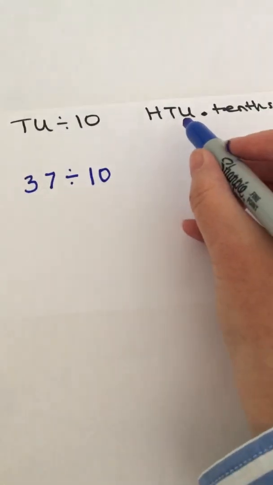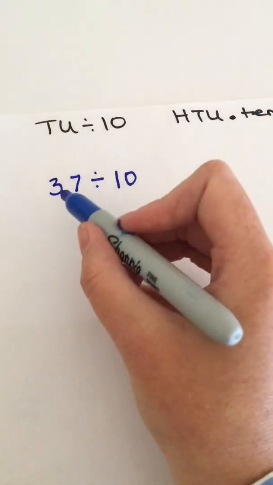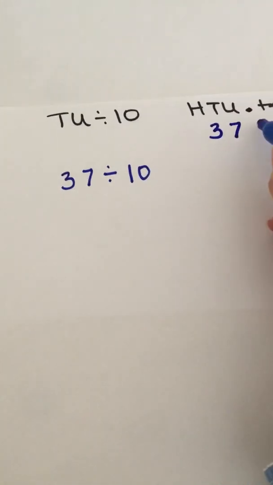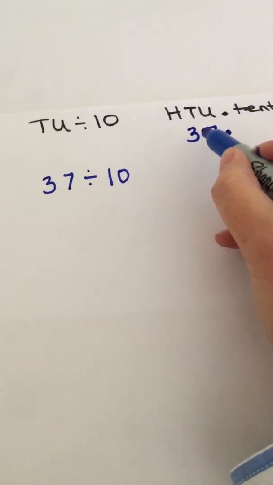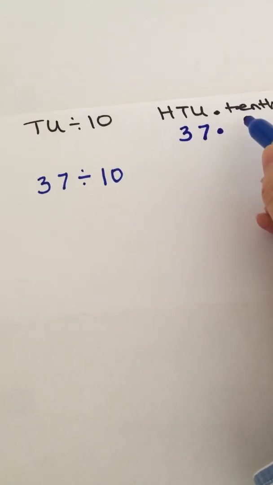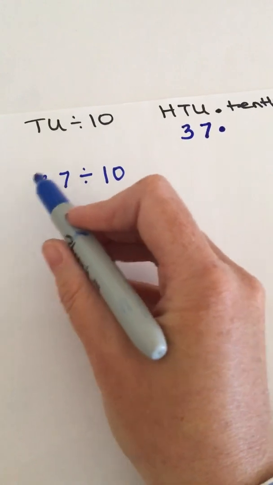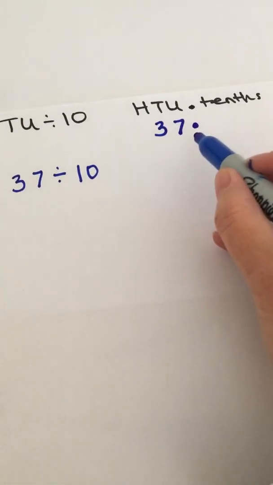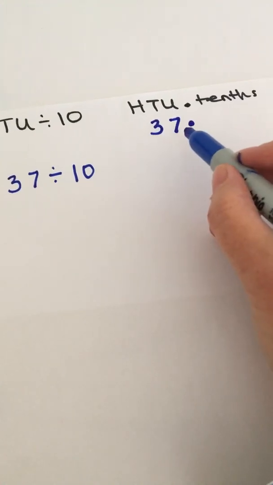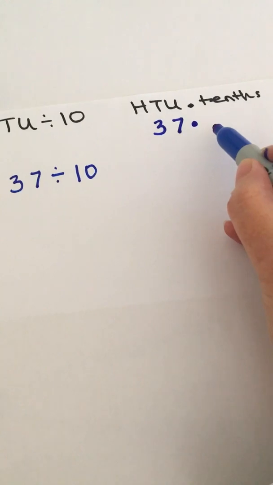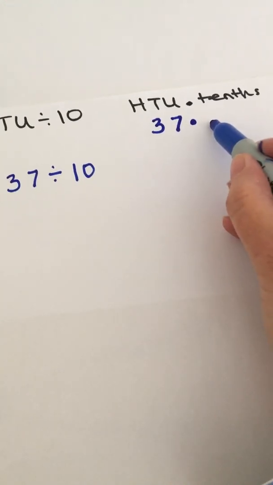So if we put them into our place value columns here, we've got 37, so 3 tens, 7 units. This is our decimal point, which divides our whole numbers from our part or decimal numbers, and we don't have any in this. This is a whole number, 37 divided by 10. But when we divide it by 10, each of these digits is going to be 10 times smaller. So the 7 is going to move one place to the right.